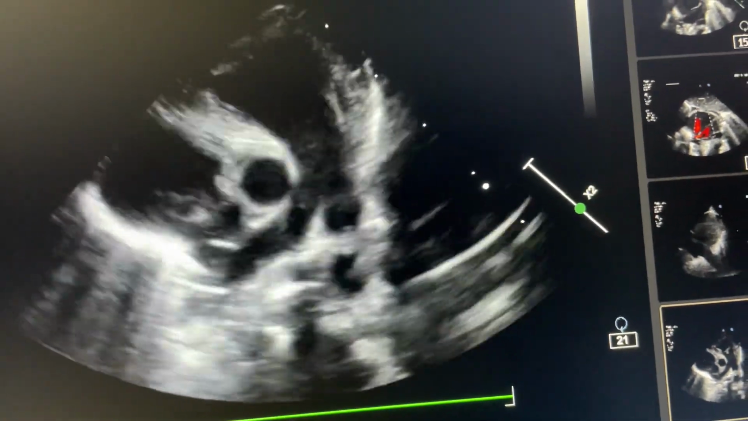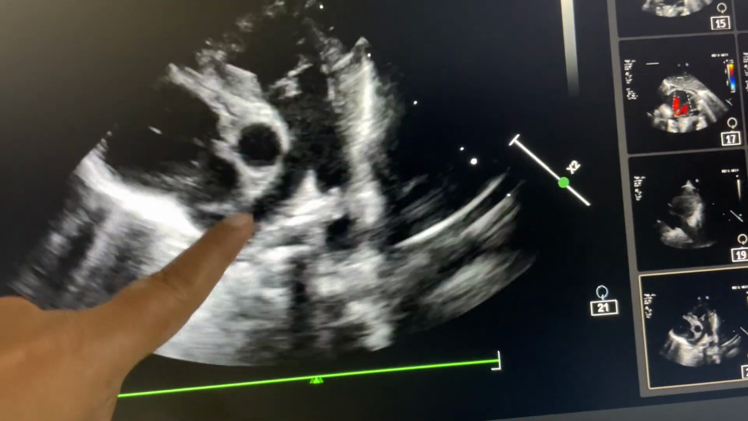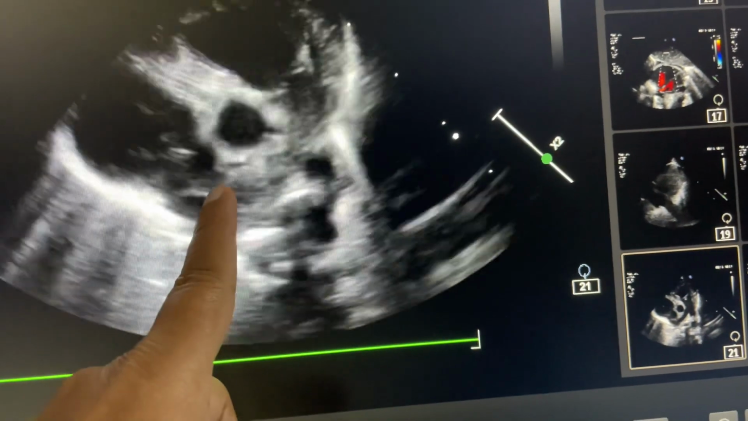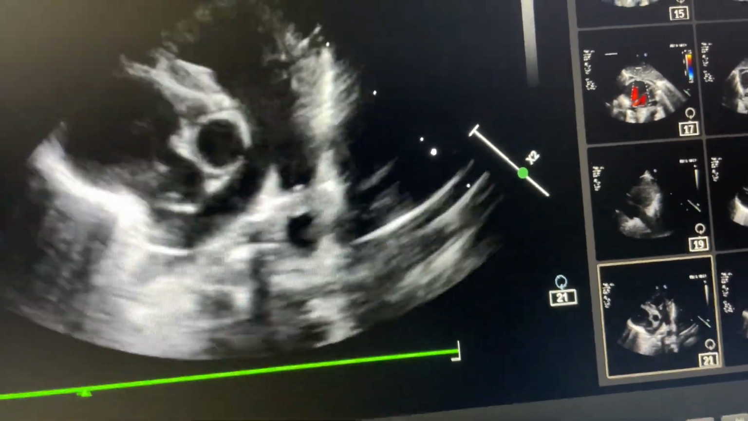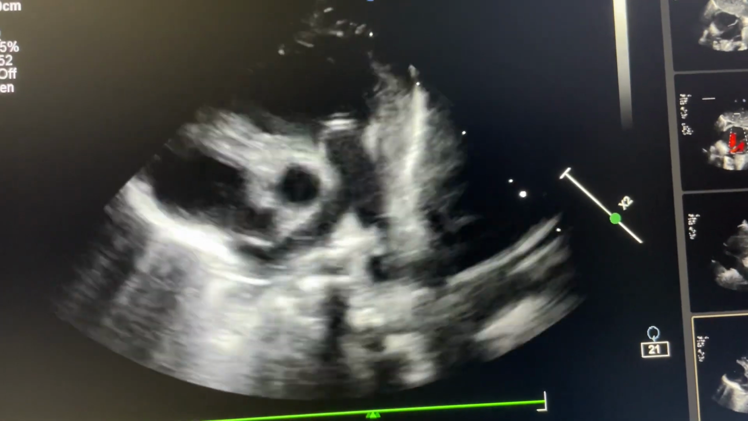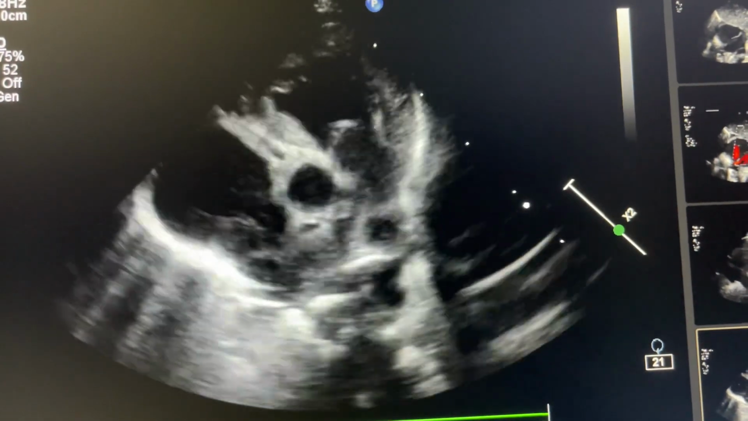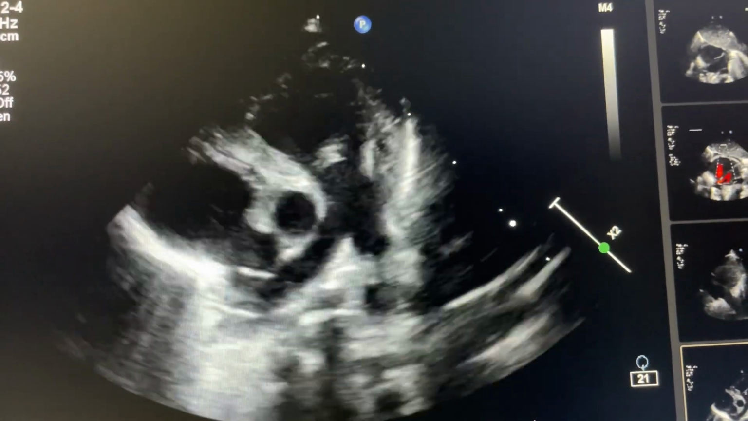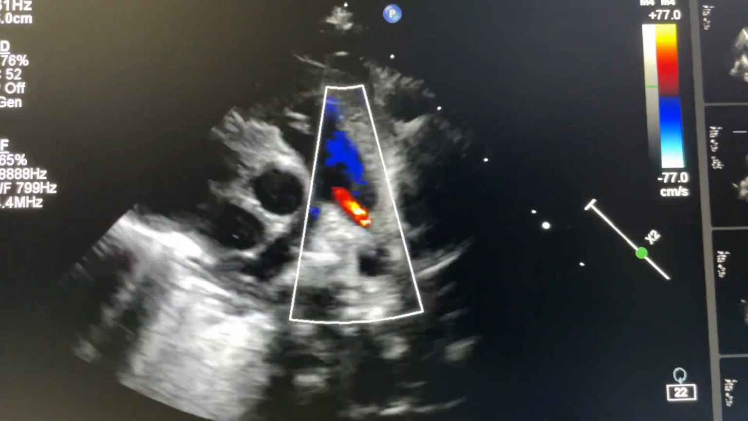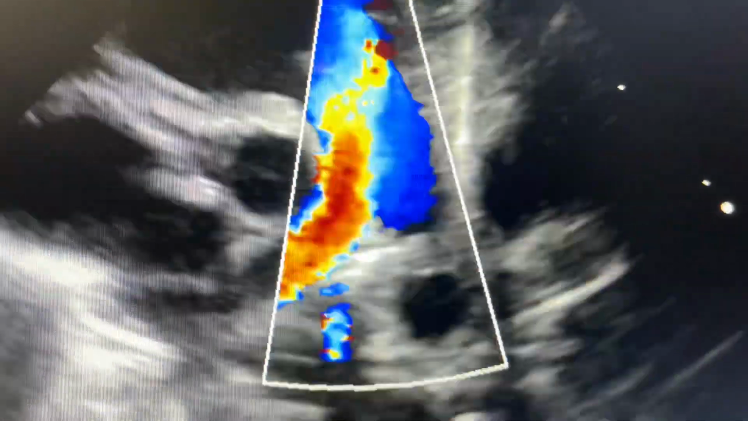This is parasternal short axis view. This is aorta. This is main pulmonary artery, right pulmonary and left pulmonary artery. The most lateral one is the location of PDA. Whenever there is PDA, you will find PDA at that location. PDA is always the most lateral of the branches coming from pulmonary artery. You see very small PDA in this case, red in color.